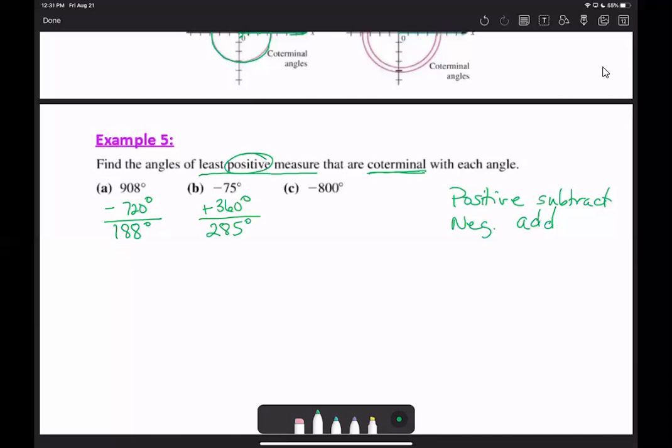The next example is also negative, so it's negative 800. I'm going to do multiples of 360, so I'm actually going to add 1080 because that is 3 times around. So I'm going to add 1080, and that's going to give me a coterminal angle of least positive measure of 280 degrees.